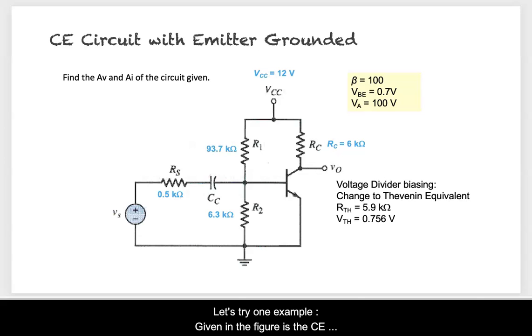Let's try one example. Given in the figure is the common emitter circuit with emitter grounded. Find the AV voltage gain and AI current gain of the circuit given. Note that in this example, the early voltage is given, hence we can predict that there will be an RO at the collector emitter terminals.